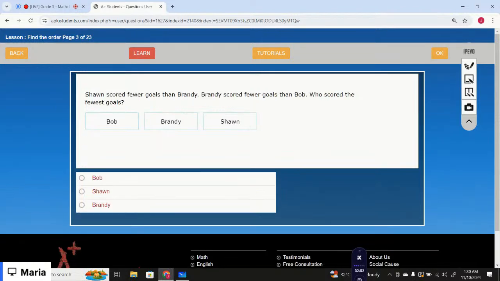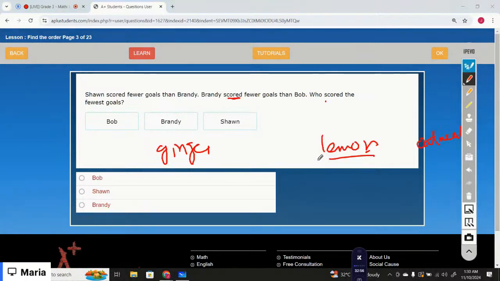Okay, Sean scored fewer goals than Brandy. Okay, so Brandy has more than Sean, right? Because Sean has fewer and Brandy has more. Brandy scored fewer than Bob. So Brandy is here. Bob has more than Brandy, right? Who scored the fewest goals, which is the correct option?